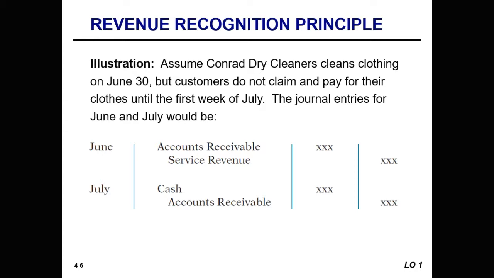Has the airline provided you with the service yet? No, the airline has not provided you with the service yet. They still owe you the obligation of a flight on June 15th. The airline does not recognize the revenue on May 1st because they've not provided the service. They'll recognize that revenue on June 15th when you actually take your flight.